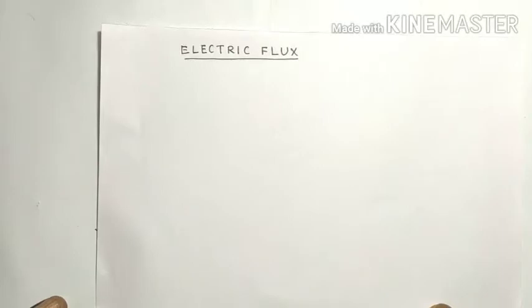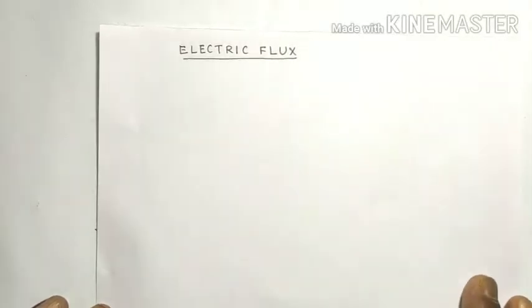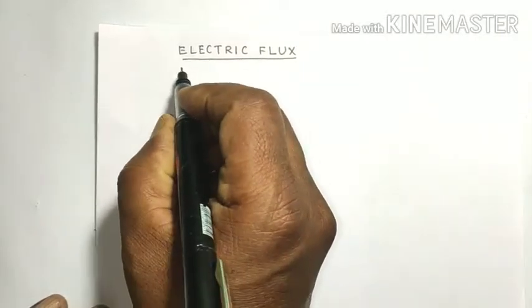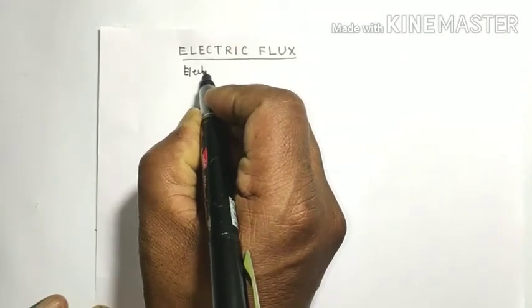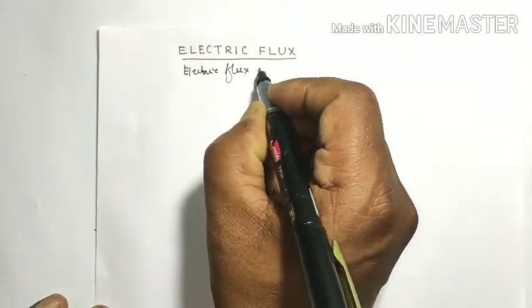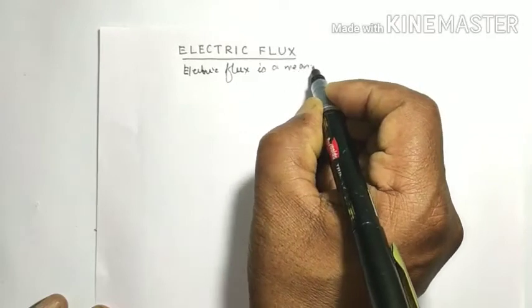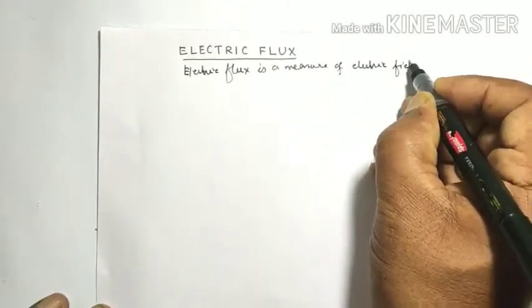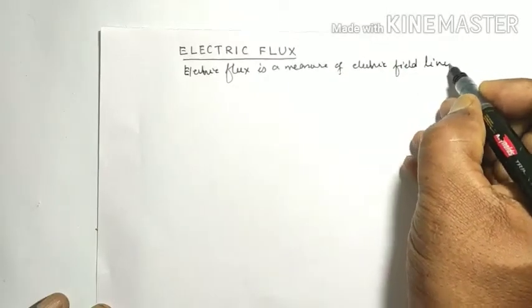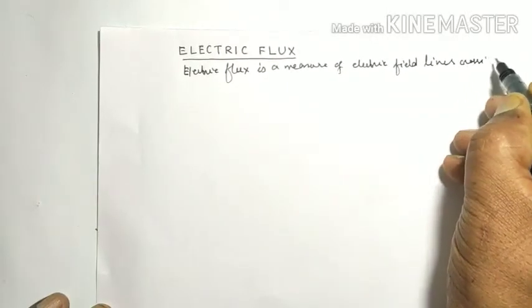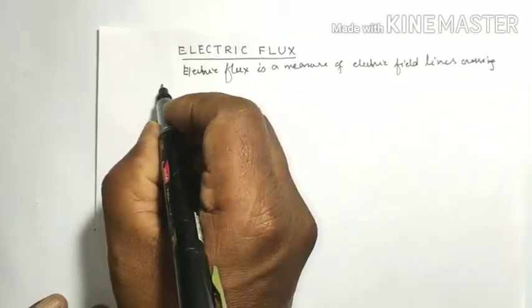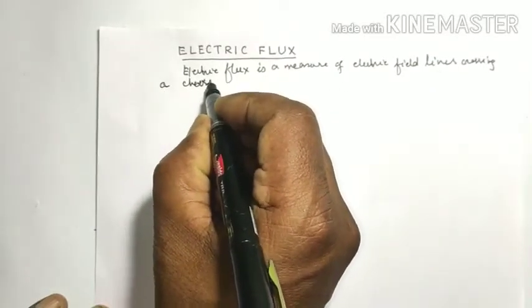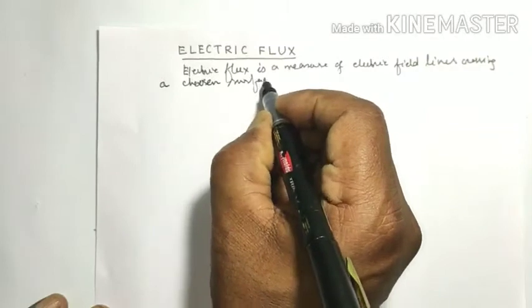In this lecture, we will discuss electric flux. Electric flux is a measure of electric field lines crossing a given surface. Electric flux is a measure of electric field lines crossing a chosen surface.